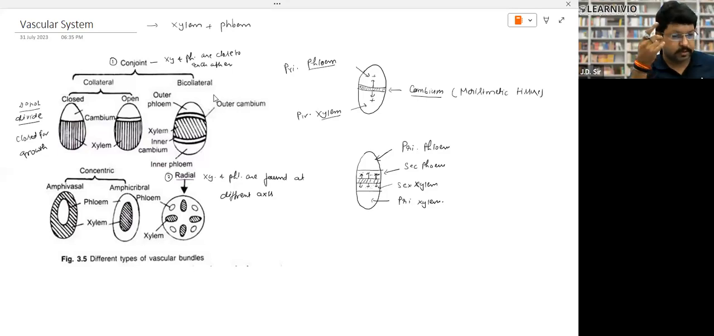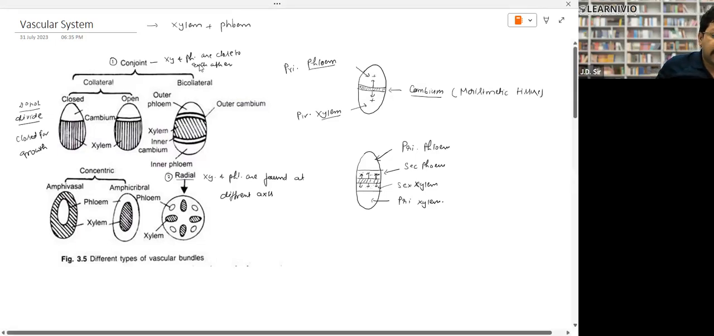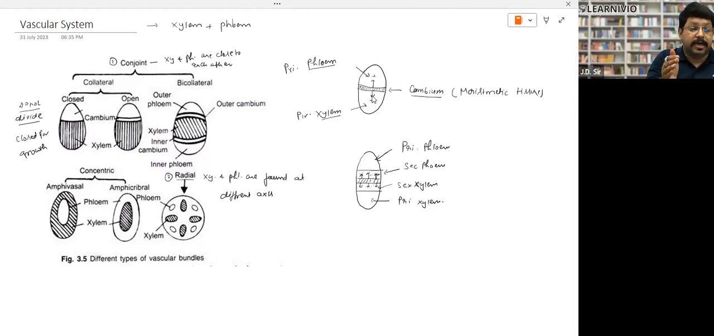If you don't have any doubt, then let me tell. And if you have a doubt, sir, what is the difference between open and closed type? Open vascular bundles are those open for growth. Why open for growth? Because between those two permanent tissues, xylem and phloem, there is meristematic tissue, cambium. So they are open for growth. Division will take place in the meristematic tissue, making secondary phloem and secondary xylem. When they add on, the thickness of the stem will increase, so they help in growth.